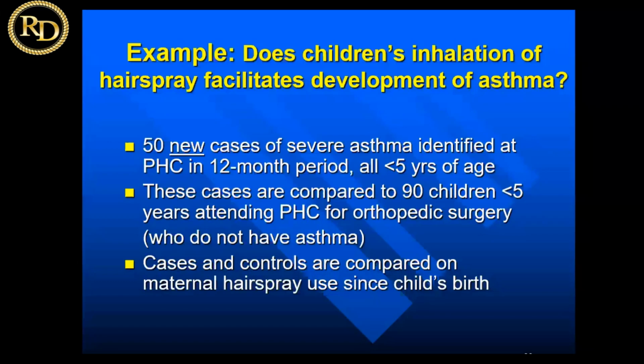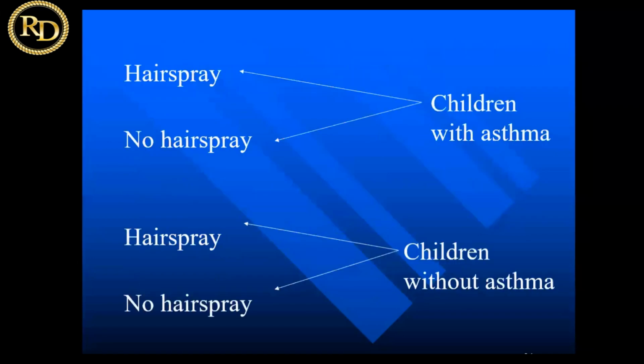Asthma is one part of it. We have asthma, emphysema, atelectasis, and bronchitis. There are 4 disease conditions in COPD. So we are comparing with healthy children, the ones who came with fractures or sprains, but none of them had any asthmatic or respiratory problem. They are the controls and these are the cases. Hairspray, children with asthma, and no hairspray. Then children without asthma, with hairspray and with no hairspray.